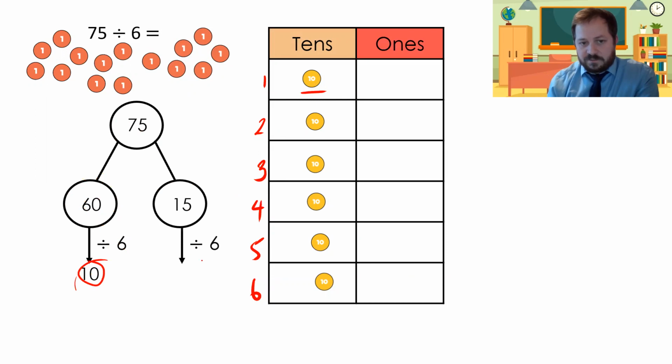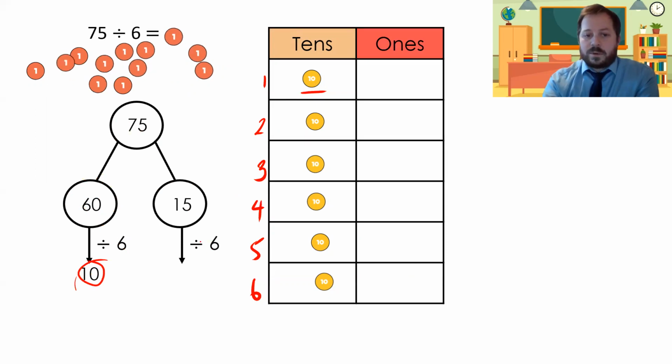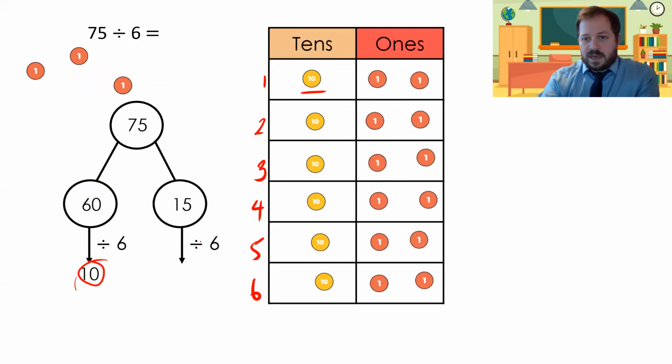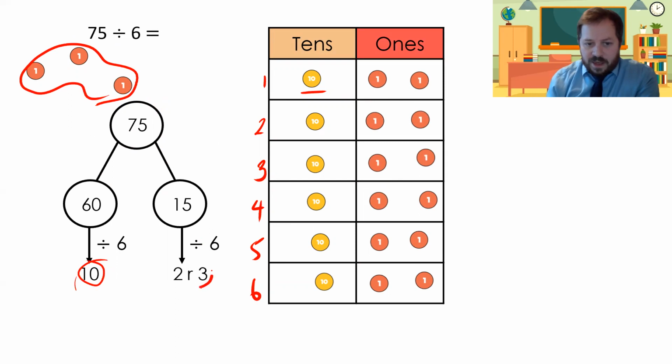So 15 divided by 6 doesn't go entirely. You can see here we can fit 2 in. 2 times 6 is 12, so we can have 2 of them. And we're left with the ones that we can't evenly split, which is 3. That's our remainder that gets added on to the end. So the total answer to this question is 12 remainder 3.